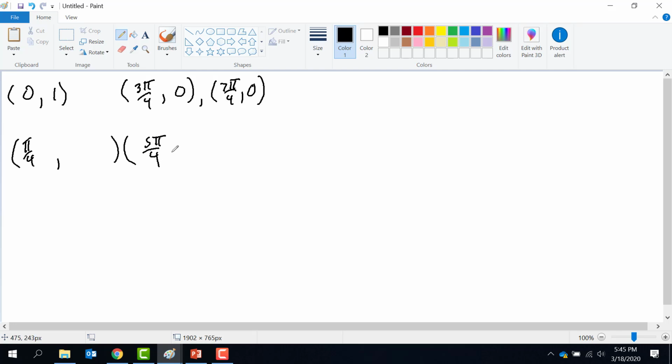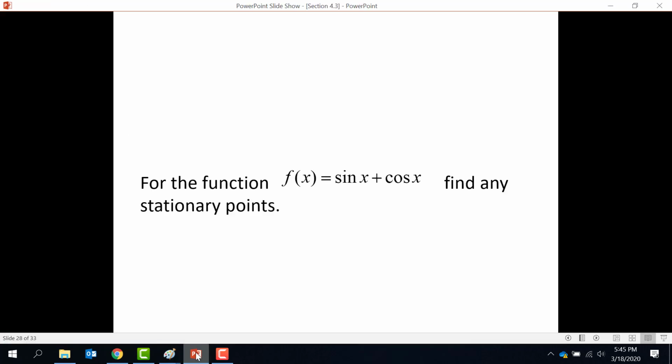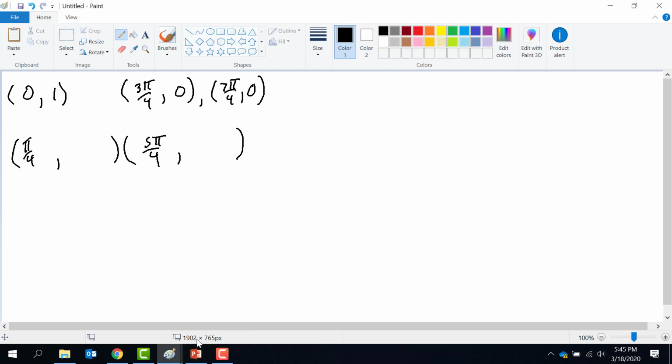Lots of functions floating around, but again, we're interested in the graph of f of x, and f of x is the sine of x plus the cosine of x. And so then the sine of pi over 4 is root 2 over 2, and the cosine of pi over 4 is root 2 over 2. And so then when you add those together, you get root 2. At 5 pi over 4, the sine is negative root 2 over 2, and the cosine is negative root 2 over 2. So when you add those together, you get negative root 2.